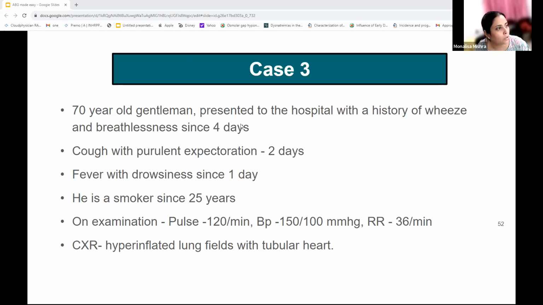So a 70-year-old gentleman is presenting to the hospital with wheeze and breathlessness. Okay, so look at the history of the patient. The patient is presenting to you with wheeze and breathlessness. The patient has cough with purulent secretions and fever with drowsiness. He's a smoker also, for 25 years. On examination, you see that he's tachycardic, and on the chest X-ray the lungs are hyperinflated with a tubular heart. So what is the diagnosis in this case? You can be fairly clear about the diagnosis itself from the history of the patient.